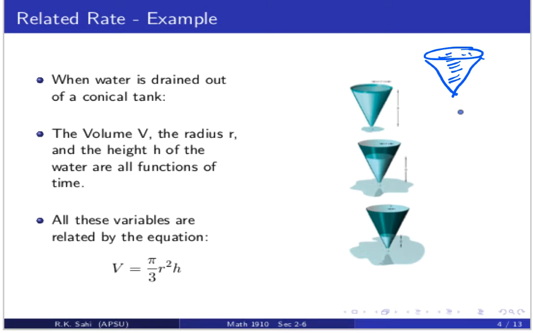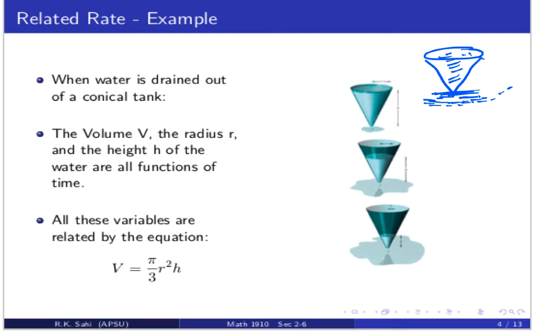Now, as there's some water, the water will take the shape of this conical tank, and you notice that the volume, the radius, and the height of this water are all functions of time. Now, what we do is we make a little cut over here. So we make the cut here, and what happens is the water starts to drip. So when the water starts to drip, what is going to happen? This water which was in the conical tank is going to go down.